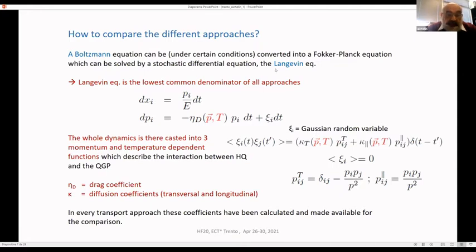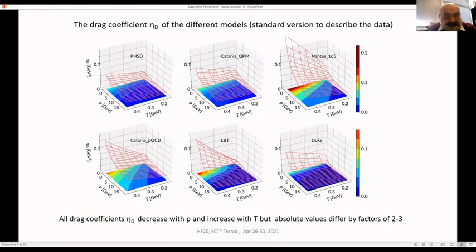So if we have converted a Boltzmann equation, then we are confronted with a transport theory which has three different coefficients, and these coefficients can be calculated in the framework of a Boltzmann equation. So for this reason, we decided to go to the level of a Fokker-Planck equation or Langevin equation to calculate the transport coefficients for those approaches which have a Boltzmann equation, and then to start out from these transport coefficients.